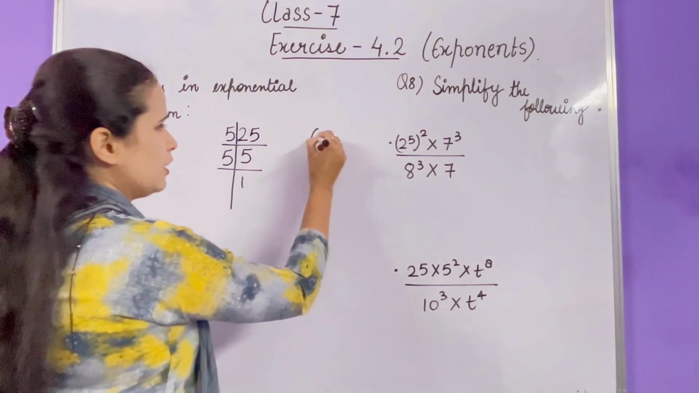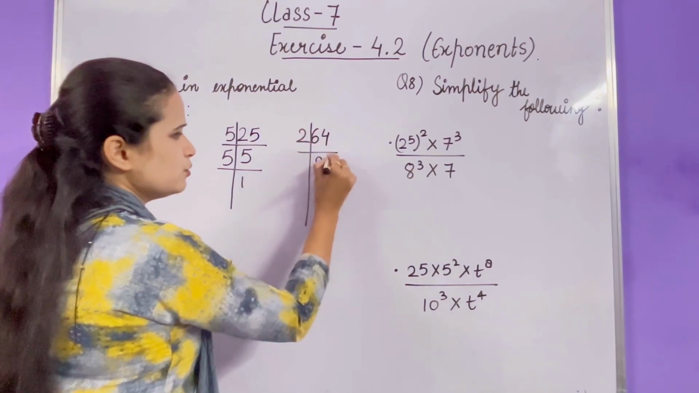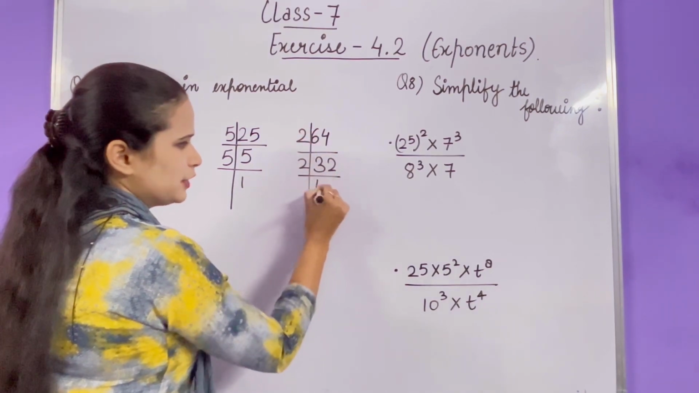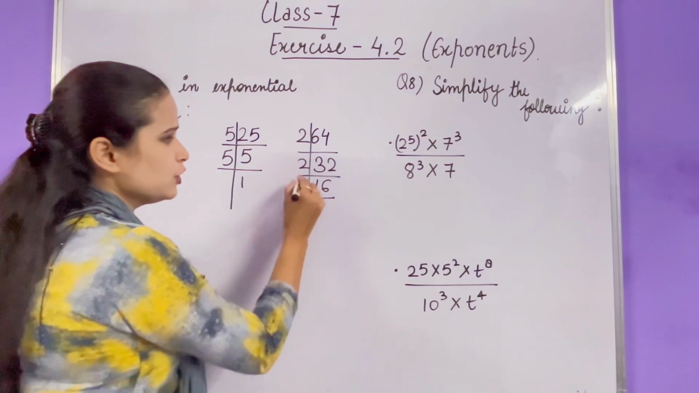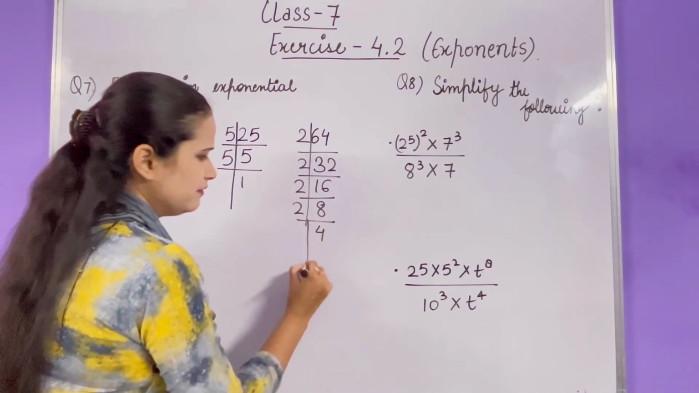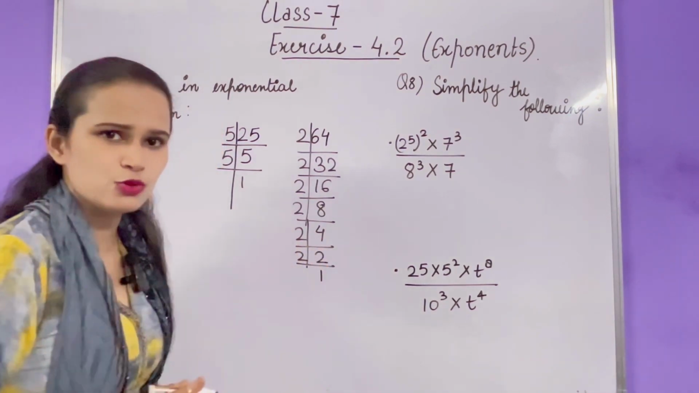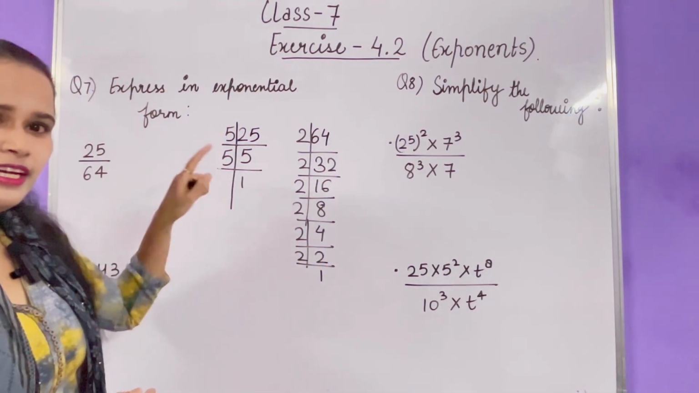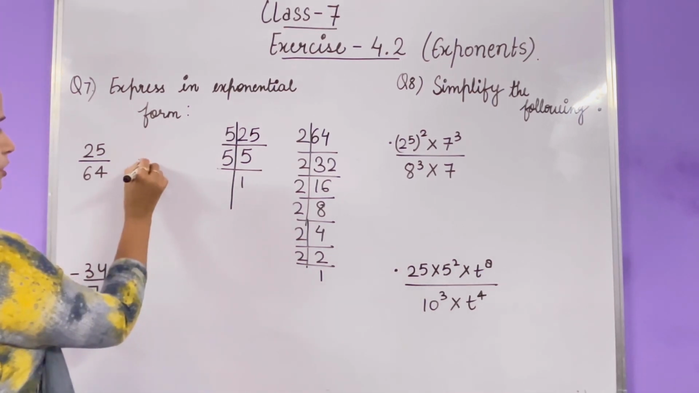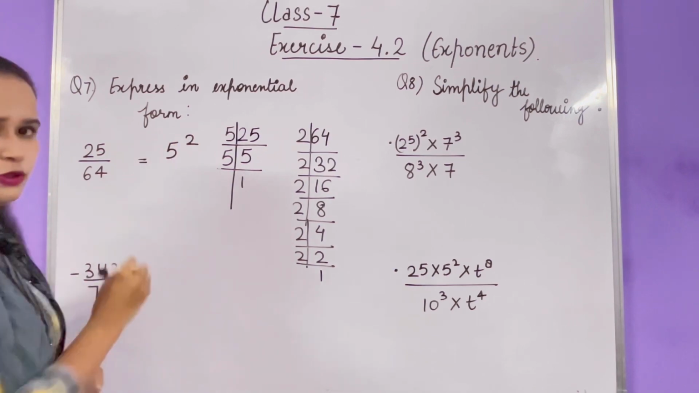So what will be the prime factors of 64? 2 3s are 6, 2 2s are 4, 2 1s are 2, 2 6s are 12, 2 8s are 16, 2 4s are 8. Then we will write 2 2s are 4. Then 2 1s are 2. How many times is 5 coming? 2 times. So we will write 5 raised to the power 2.